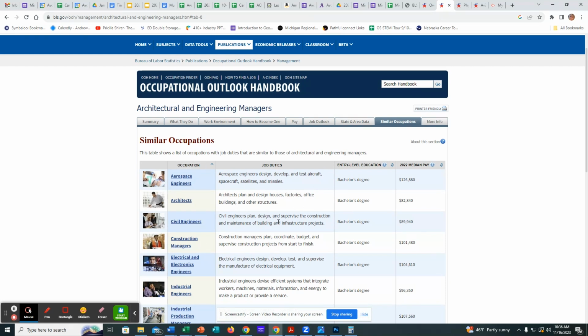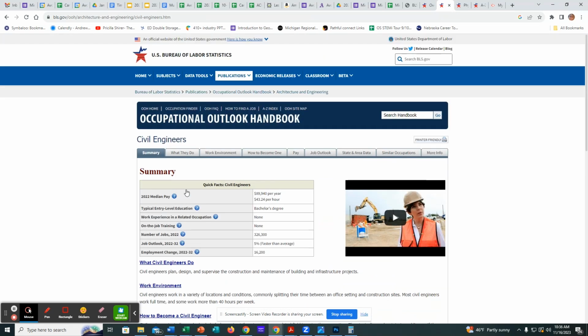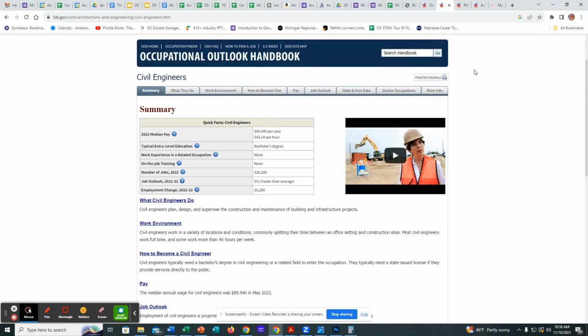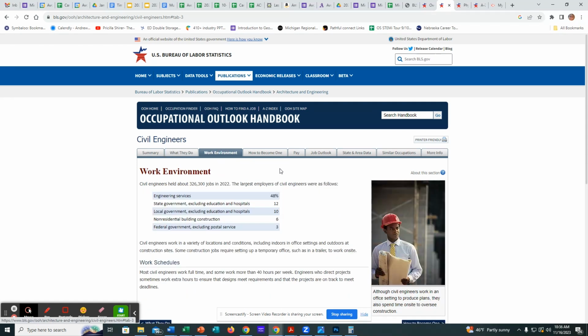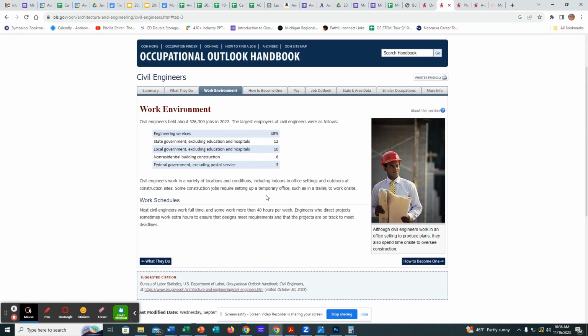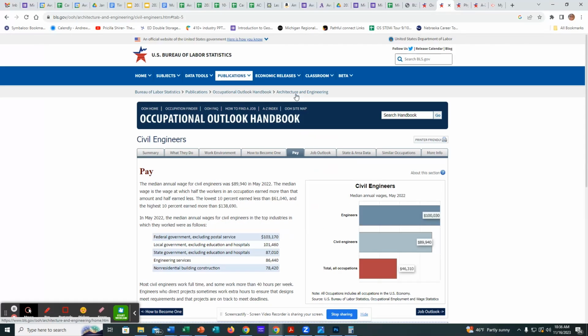Okay, so once I'm in here, let's take a look at the data that I'm going to get. So I'm going to go to civil engineers. And there's information in here that's very similar to Zello, right? It tells you what they do. It gives you their work environment, kind of those conditions for working there. How to become one would be like the education section. And Zello actually gets all of its information from this handbook. So pretty much most of your career sites pull from this one. Talks about pay.